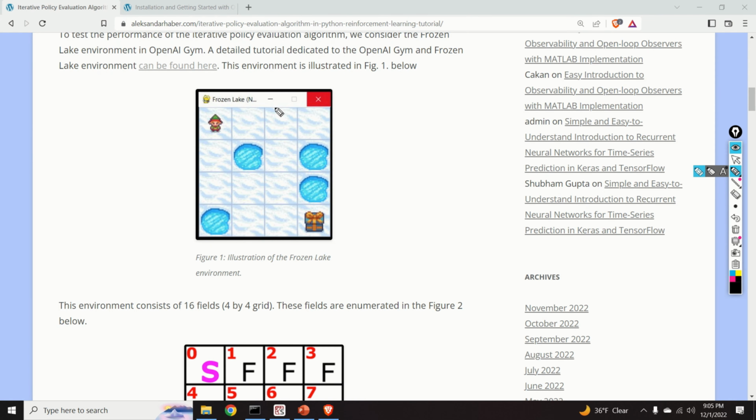With every field, we can associate a state. For example, with this field, we can associate state S1. With this field, we can associate the state S2. With this field, S3. With this field, S4. And finally, with this field, S16.